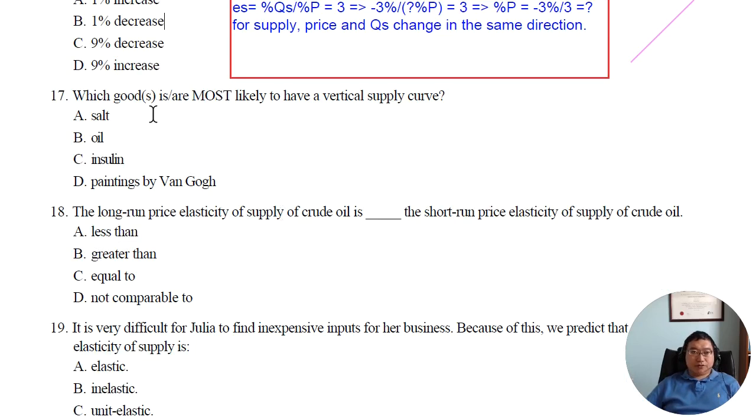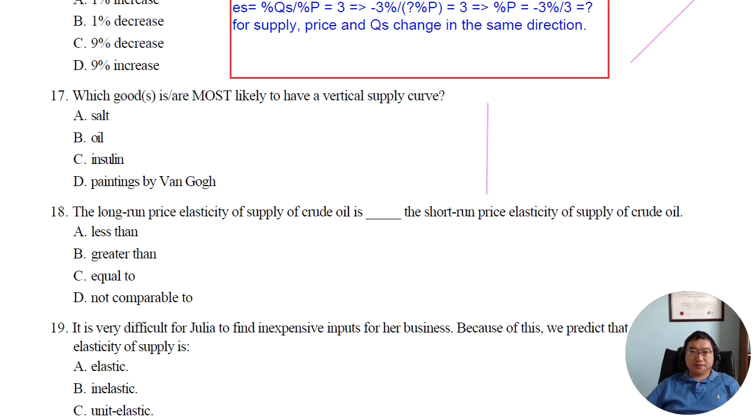Okay, let's look at question 17. Which goods is or are most likely to have a vertical supply curve? Vertical supply curve, inelastic supply. If it is perfectly inelastic, then it's vertical. No matter if it's supply or demand, as long as it's vertical, then you've got perfectly inelastic supply or demand.